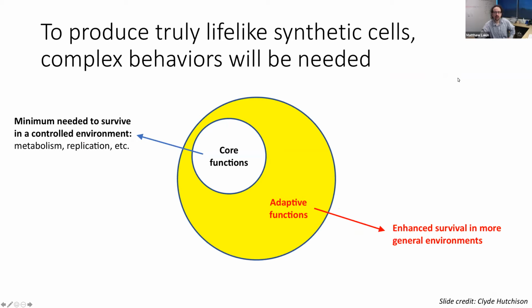So I guess the broad claim of this talk, or the idea behind this talk, is that if we want to produce synthetic cells that do more than just exist, then we need to go a little beyond those core functions, right? The core functions I showed in the previous slide are kind of the minimum that you might need to survive in a controlled environment. And then beyond that, there are adaptive functions that enhance the possibility of surviving in a more general environment. And the outer ring here, the yellow, is the area that I'm going to focus on in this talk. And the claim is that to do this, cells need to be able to exhibit complex behaviors. In particular, they need to be able to sense and compute and remember and process information in order to adapt and survive.